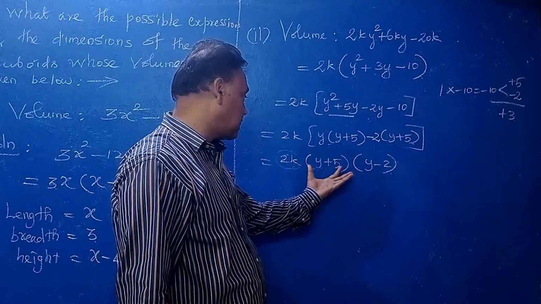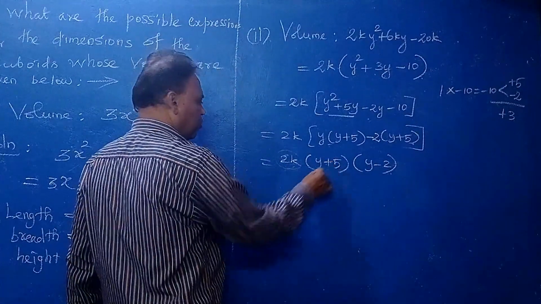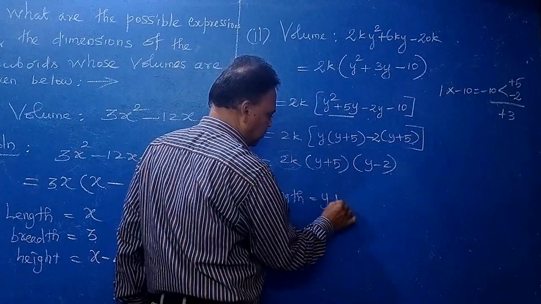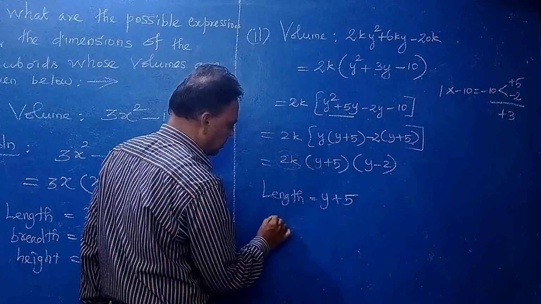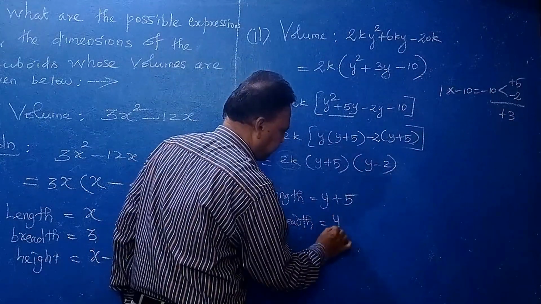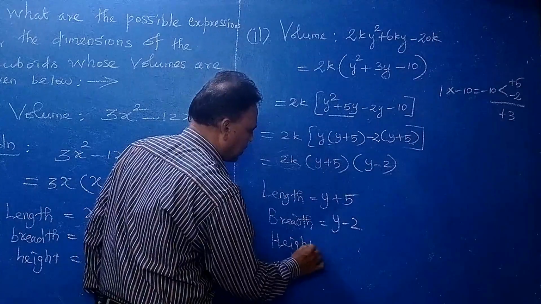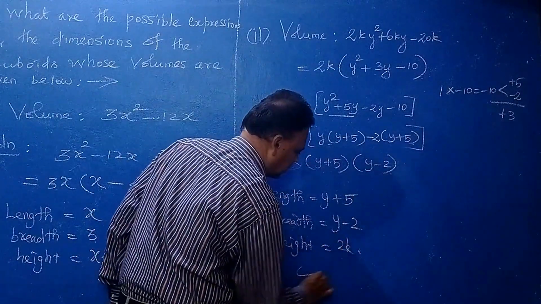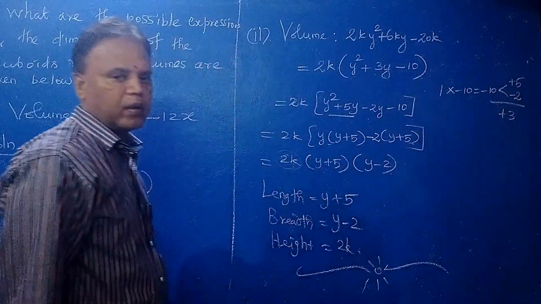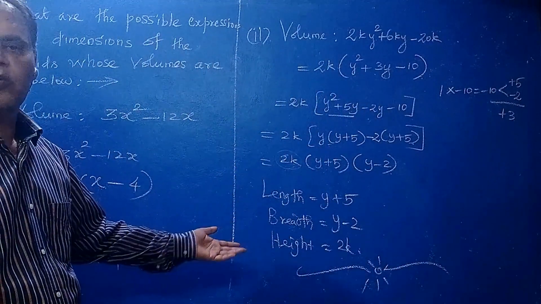So the length you take is y plus 5. Length is always more. Breadth you take y minus 2. And height you take the constant term 2k. Okay. So like this we can easily do this problem. Right. So same type of problem I will give as homework; you do practice. Okay.